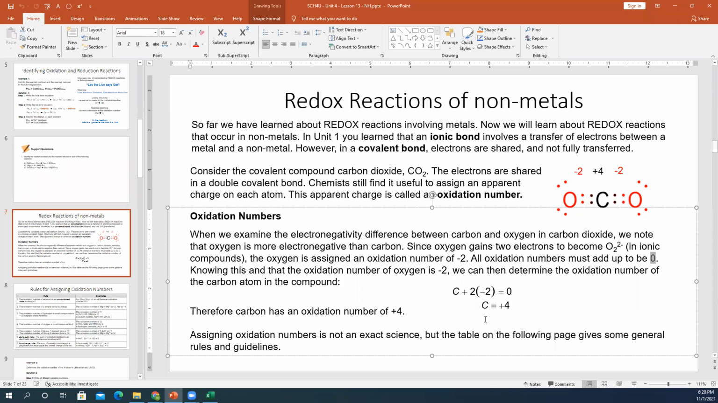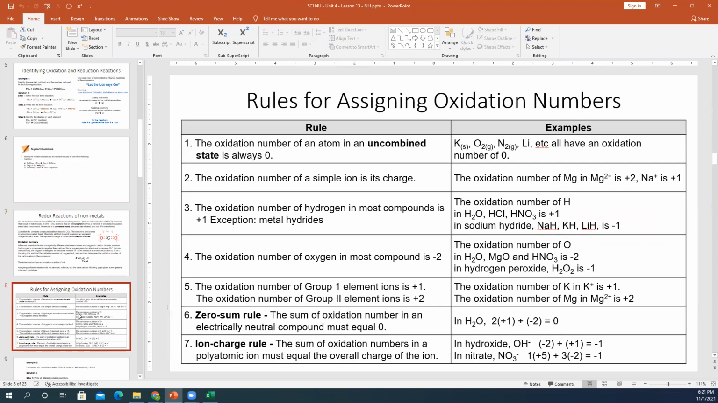This assigning of oxidation numbers is not an exact science, but there is a table that we're going to go through that will give us some general rules and guidelines to help us figure out how to assign these oxidation numbers. So let's look at that together.